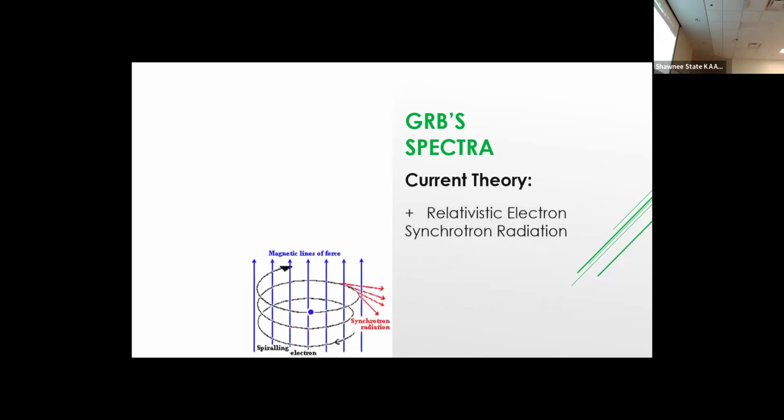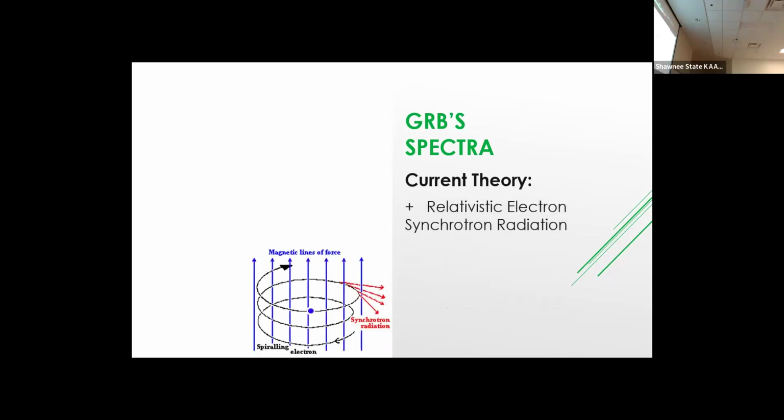Current theories explain the spectra in a couple of different ways. One of those is relativistic electron synchrotron radiation. This is from the magnetic fields from the neutron stars being so intense that they can accelerate the electrons to relativistic speeds. This acceleration causes the electrons to emit synchrotron radiation, and since they're going so fast, it's in the gamma ray spectrum.